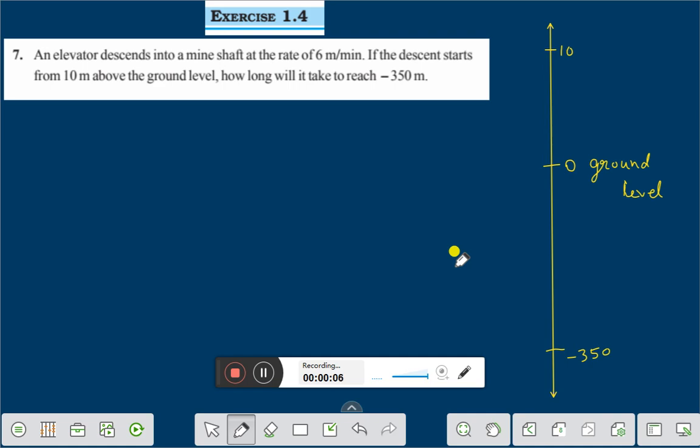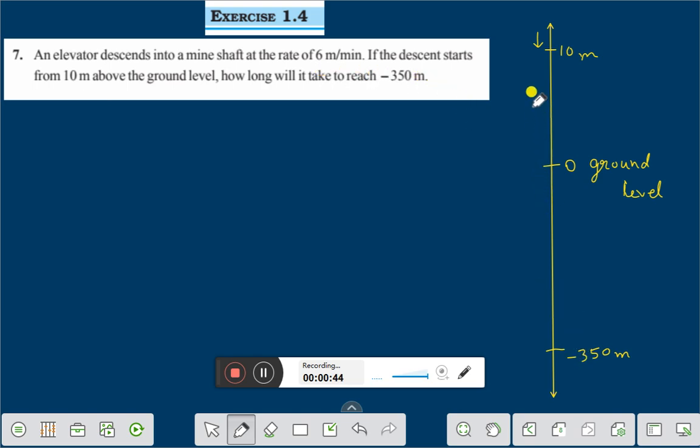An elevator descends into a mine shaft at the rate of 6 meter per minute. If the descent starts from 10 meter above the ground, suppose this is the ground level, this is 10 meter, and this is minus 350 meter. That means if the descent starts from 10 meter above the ground, from here it is starting, how long will it take to reach minus 350 meter?